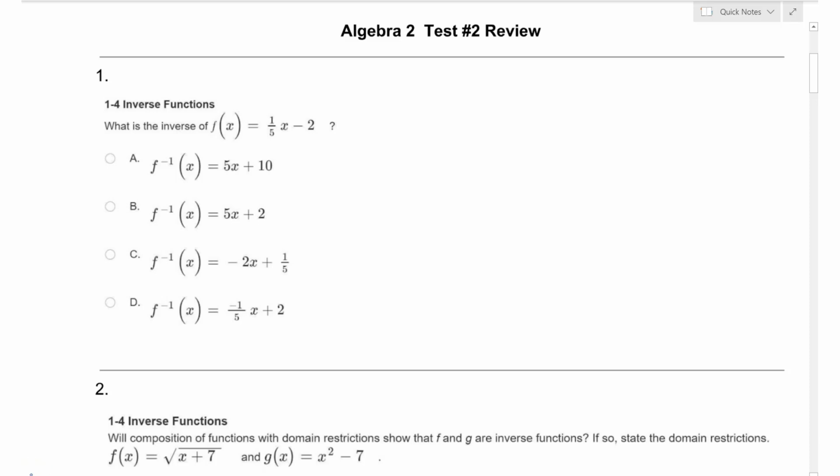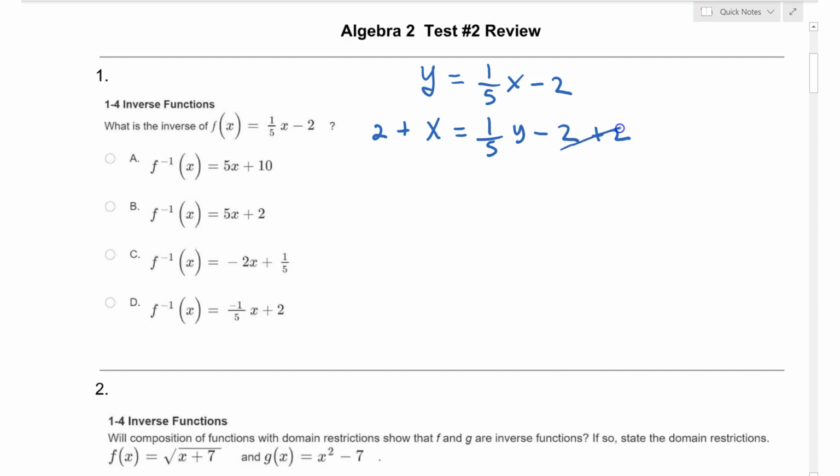What is the inverse of f of x equals 1/5 x minus 2? Remember, we can write this as y equals 1/5 x minus 2. Then what we want to do is switch the x and the y. We have x equals 1/5 y minus 2. Next, we want to add 2 to both sides.